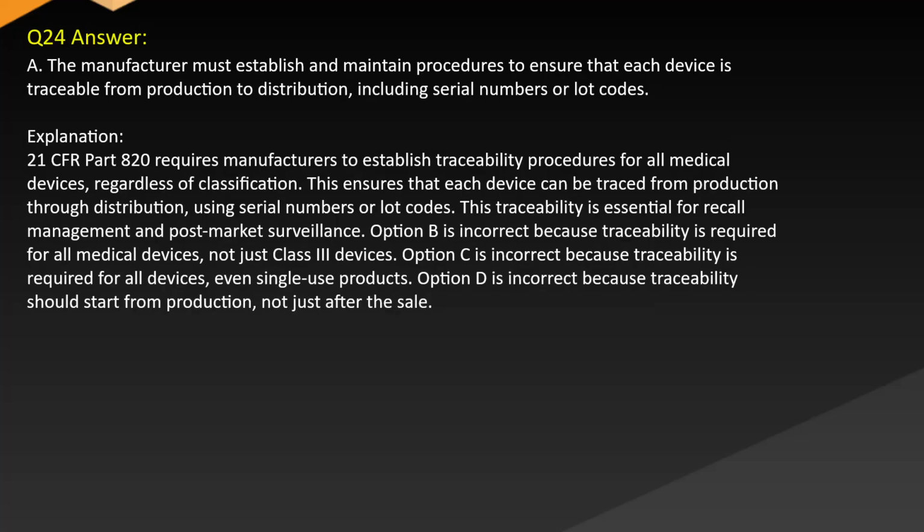Answer A. The manufacturer must establish and maintain procedures to ensure that each device is traceable from production to distribution, including serial numbers or lot codes. Explanation: 21 CFR Part 820 requires manufacturers to establish traceability procedures for all medical devices, regardless of classification. This ensures that each device can be traced from production through distribution using serial numbers or lot codes. This traceability is essential for recall management and post-market surveillance.